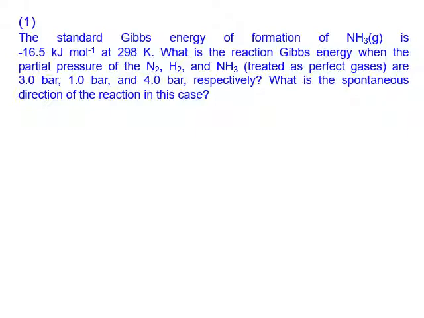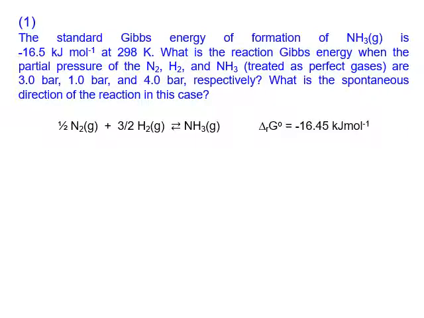So the reaction of formation of ammonia refers to this reaction. Half a mole of nitrogen and 3/2 of hydrogen form 1 mole of ammonia. For this reaction, the delta G is called the standard Gibbs energy of formation, and the energy is negative 16.45 kilojoule. Note that this is a standard state. The question is, if nitrogen, hydrogen, and ammonia have partial pressure 3, 1, and 4, what is the reaction Gibbs energy for this reaction?